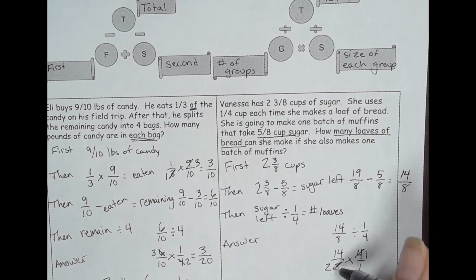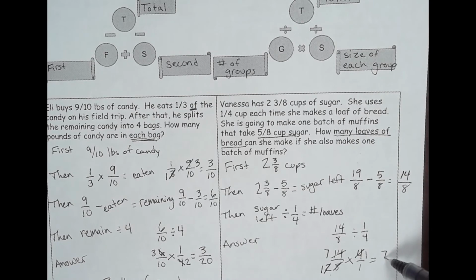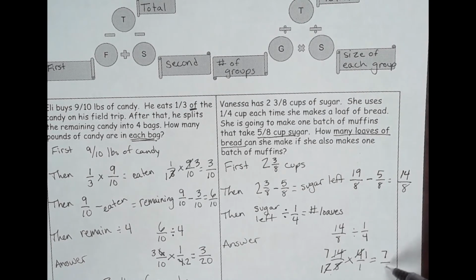See how I have a 14 and a 2, one on top, one on bottom? I can do it here as well. So 2 goes into 2 one time, 2 goes into 14 7 times. Okay, I have nothing else on top or bottom. I just can't cross cancel straight across. So 7 times 1 is 7. 1 times 1 is 1.